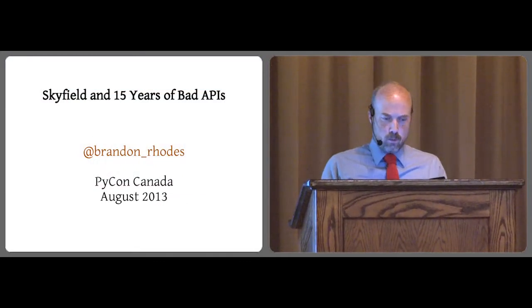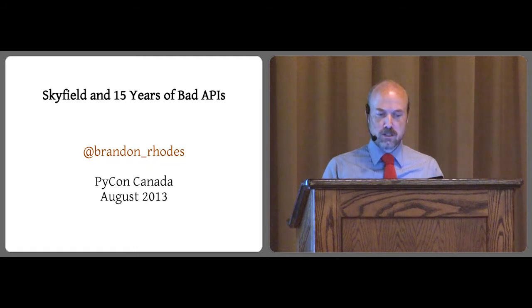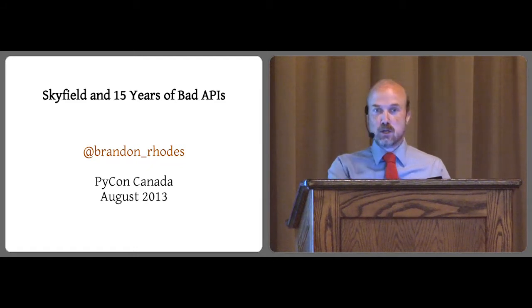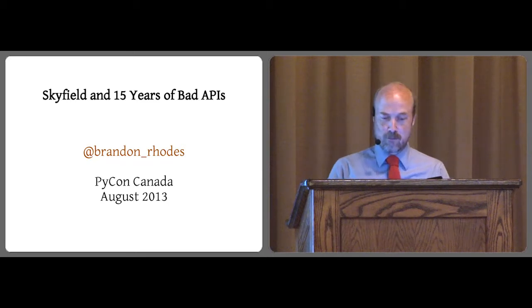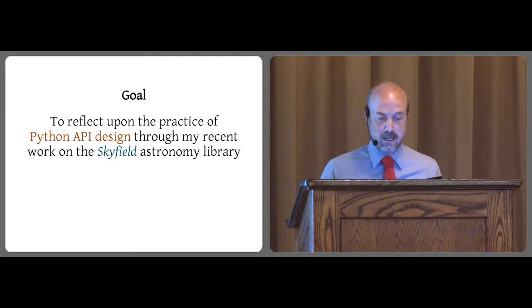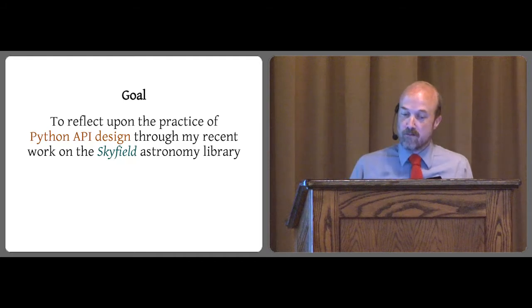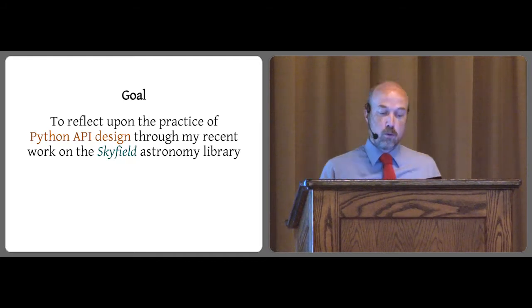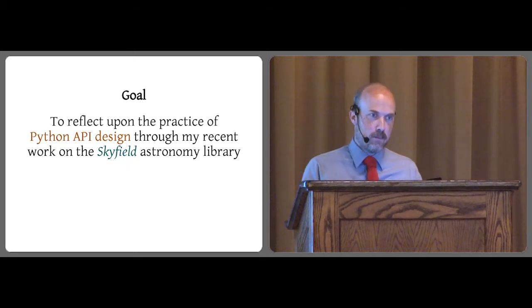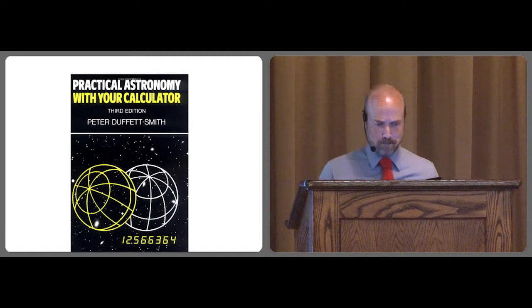I've been recently doing work to write a replacement for an old astronomy library I've been maintaining for a number of years, and so I thought it would be an opportunity, since I was going back through the process of writing an API from the ground up, to share with you things I've been reminded of and things I've learned through that experience. So the goal today is I'm just going to reflect upon the practice, specifically of Python API design, through my recent work on the Skyfield astronomy library, currently on GitHub, but I'm planning to release the first version to the Python package index during the sprints this week.